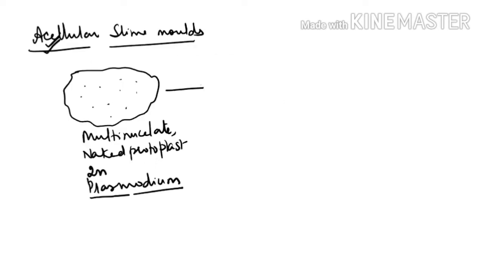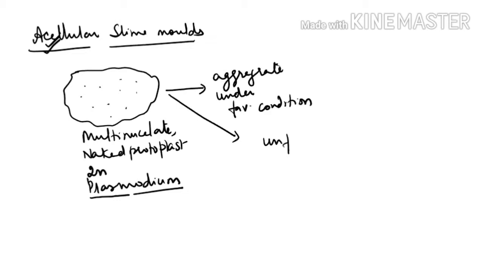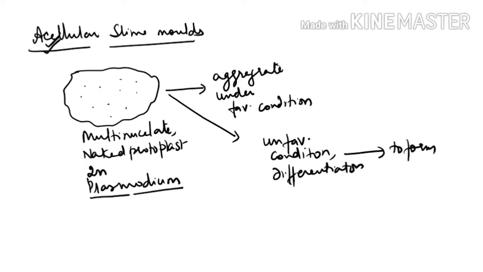Now this plasmodium will go for aggregation under favorable condition to spread several feet. So under favorable condition, they will aggregate to form the plasmodium. When conditions are unfavorable, they will go for differentiation. You please focus carefully. Favorable condition, we will say aggregation, and unfavorable condition will go for differentiation to form a fruiting body. So they will make a fruiting body.